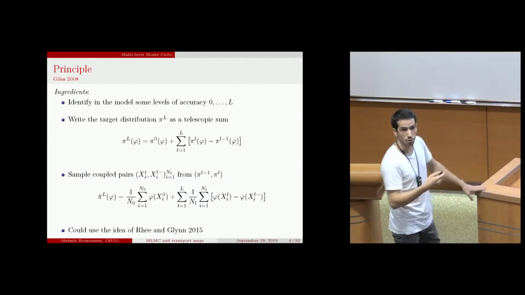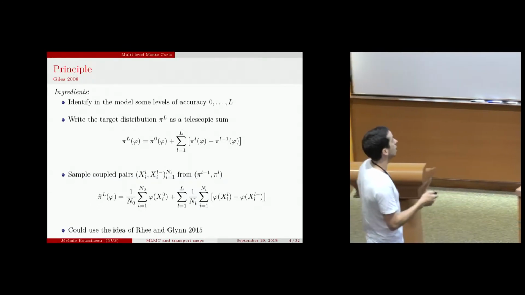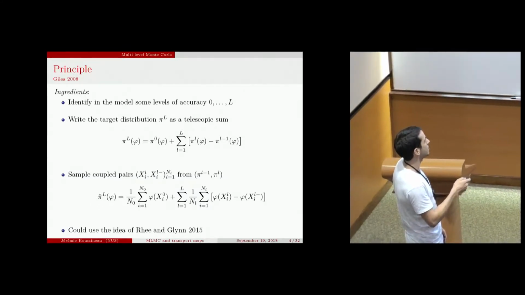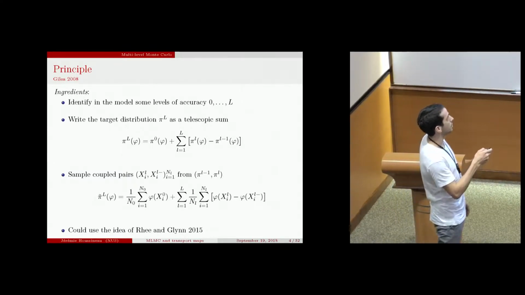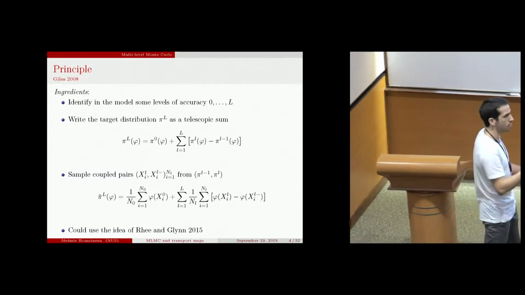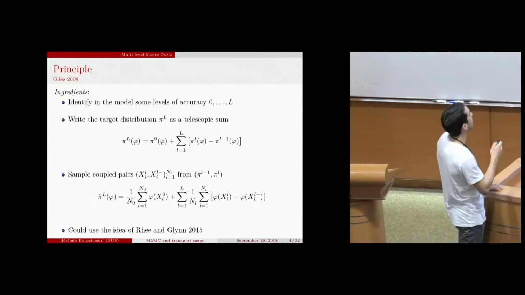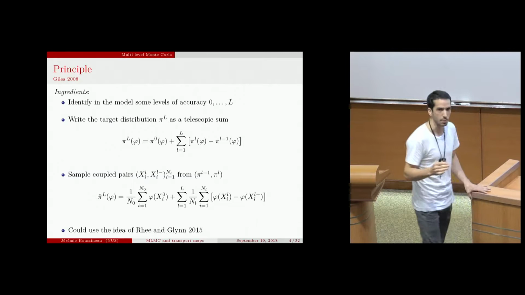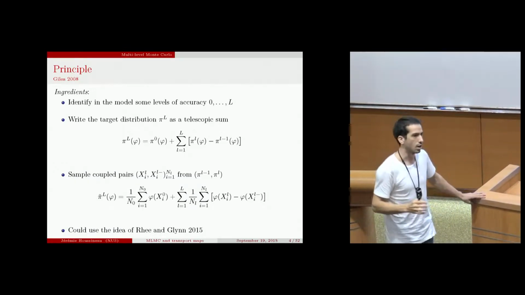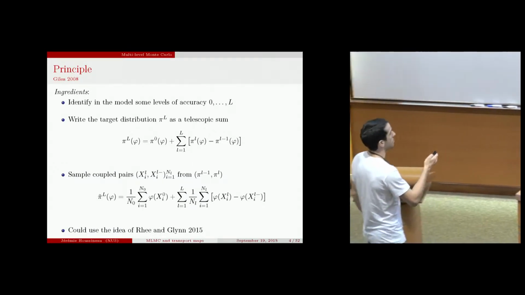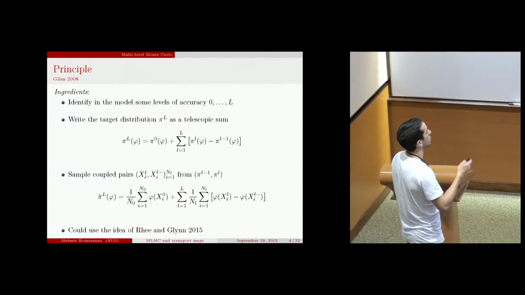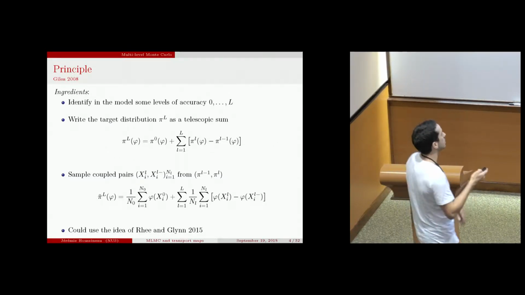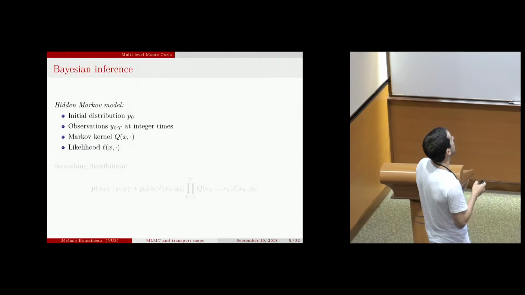Once again, I could use the Rhee–Glynn trick and, for instance, make L random, so I don't have any bias. But I'll keep the model simple, and I just assume we have some maximum L, and this is not random. We could do it, but it doesn't really bring anything at this point, at least in terms of principles.